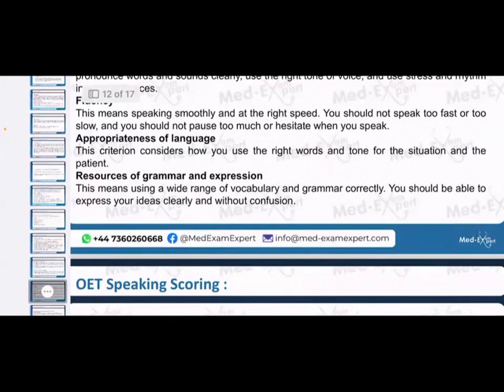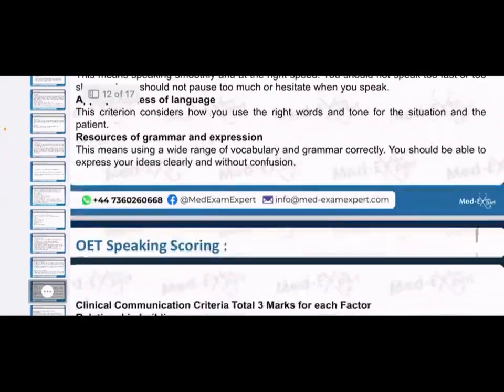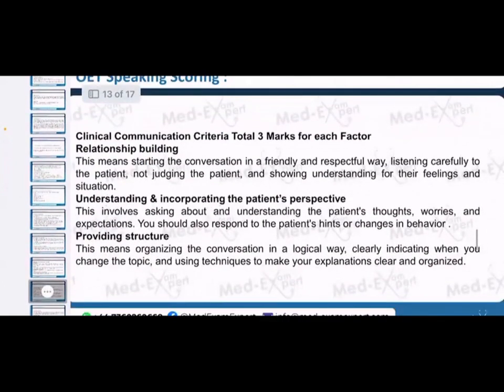Resources of grammar and expression means using a wide range of vocabulary and grammar correctly. If you are good enough in vocabulary, I would say in speaking it impacts much, and you should use good words, but make sure that you are using correct words. You should be able to express your ideas clearly and without any confusion. So now these were the linguistic criteria.